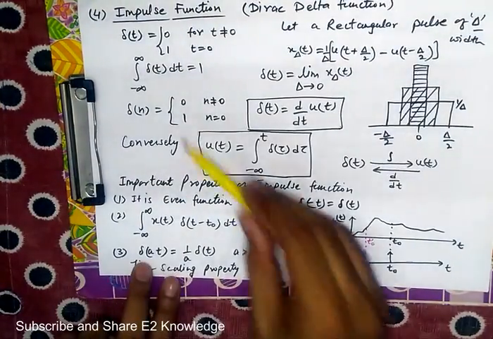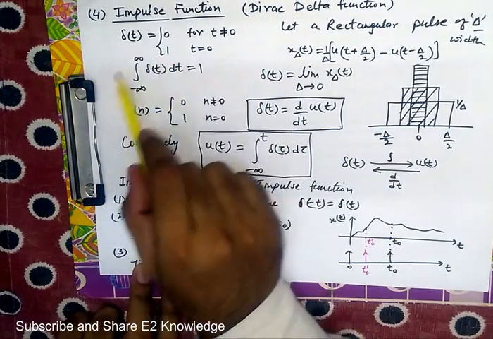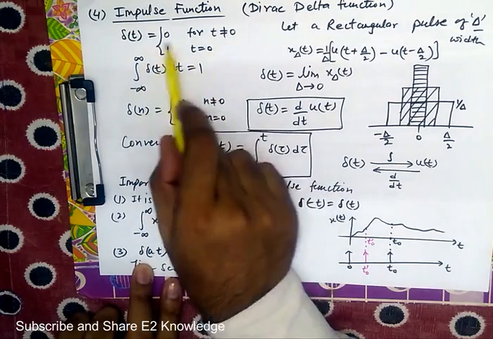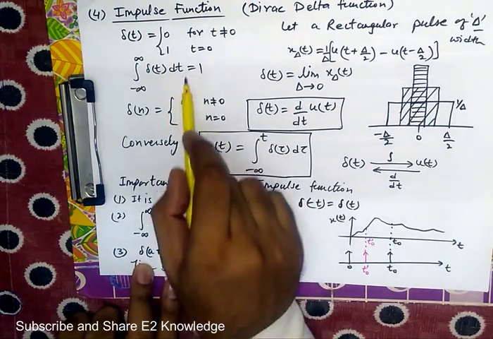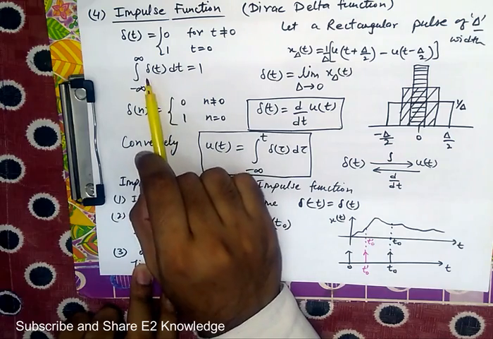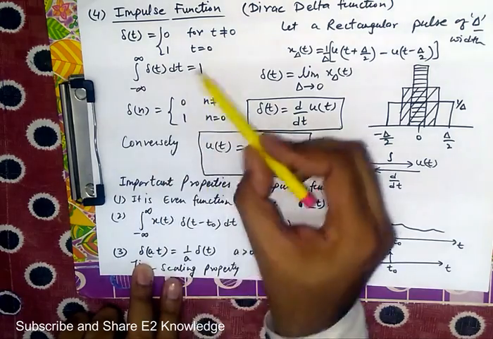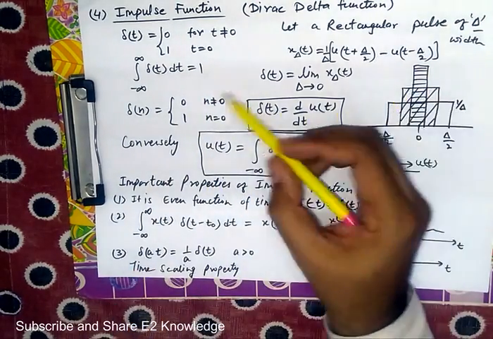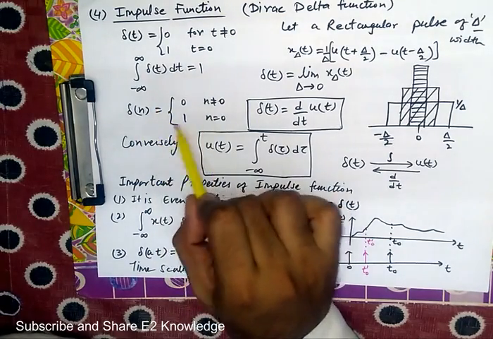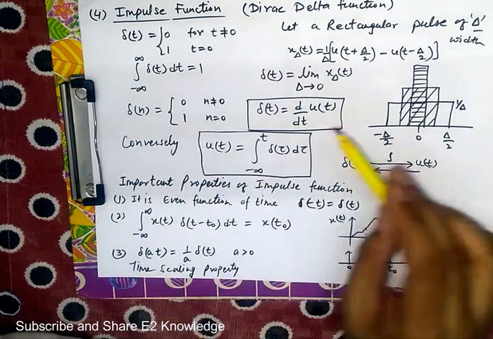Now, fourth is the impulse function. It is also known as the Dirac delta function. It is a function that is unity only at t equal to 0, otherwise it is 0 at all other positions. The second property is that the area under this function is always unity: the integral of delta t dt from minus infinity to infinity is unity. In discrete time domain, again t is replaced by n, and delta n is equal to 1 when n equal to 0, otherwise it is always 0.